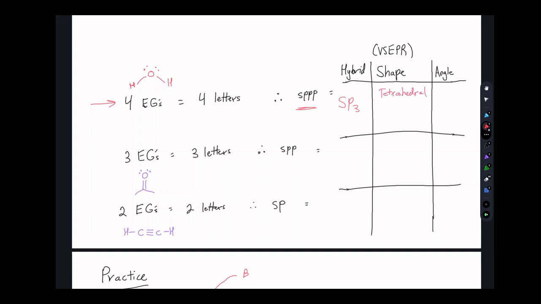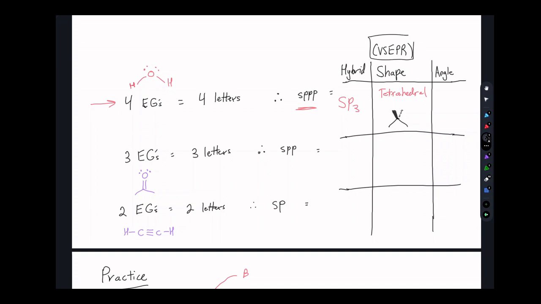Now, the way we typically draw tetrahedral structures, and we will revisit this, is 2 straight lines to the atom, 1 wedge, and 1 dash. There are other ways to represent this, but this is the most common, representing 4 distinct things.